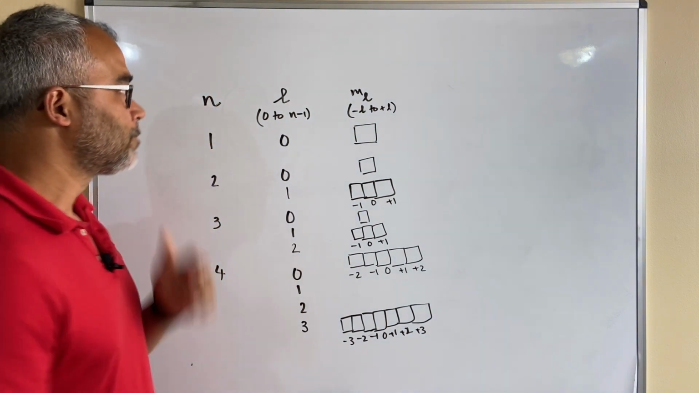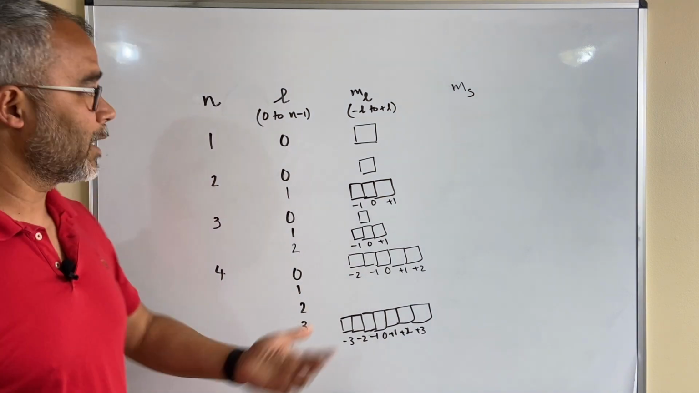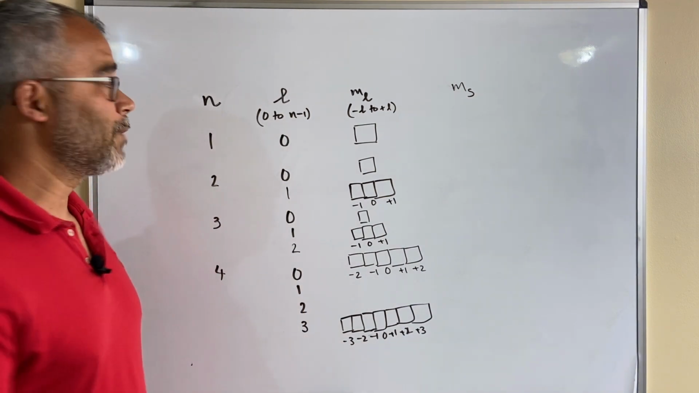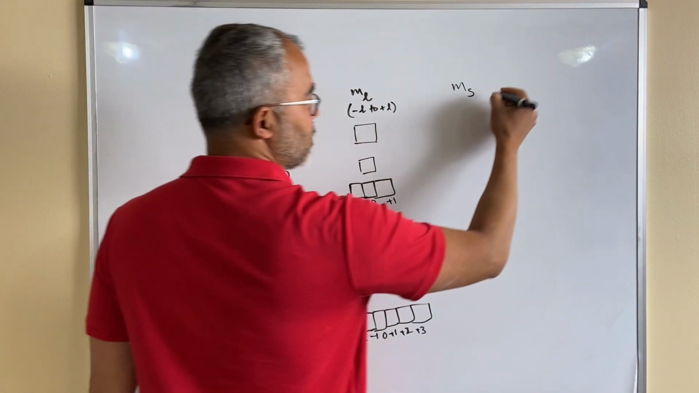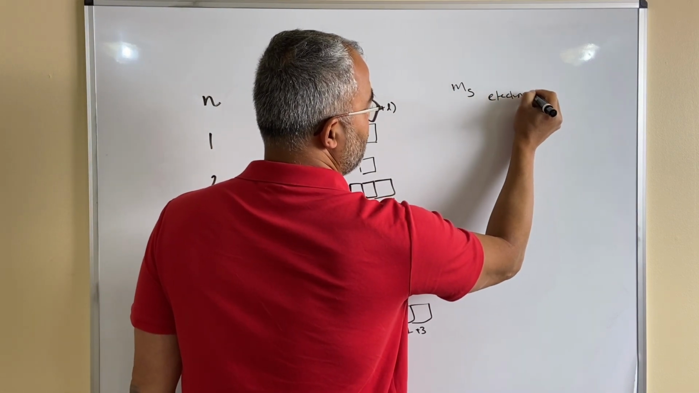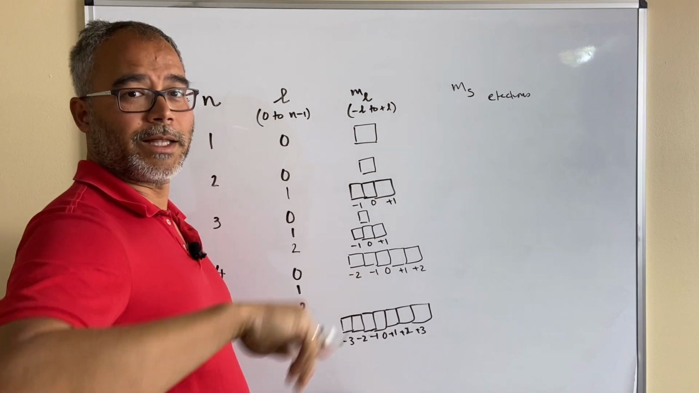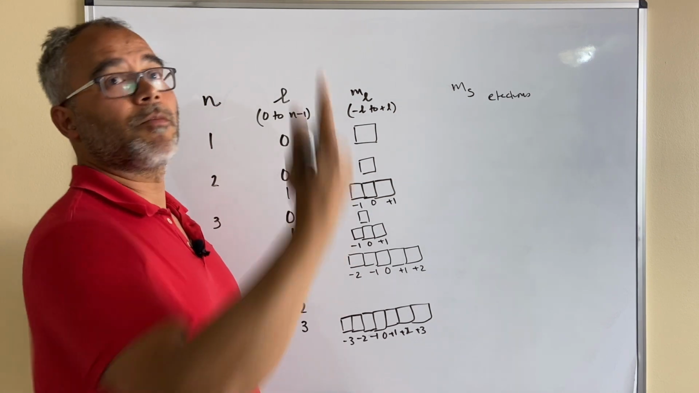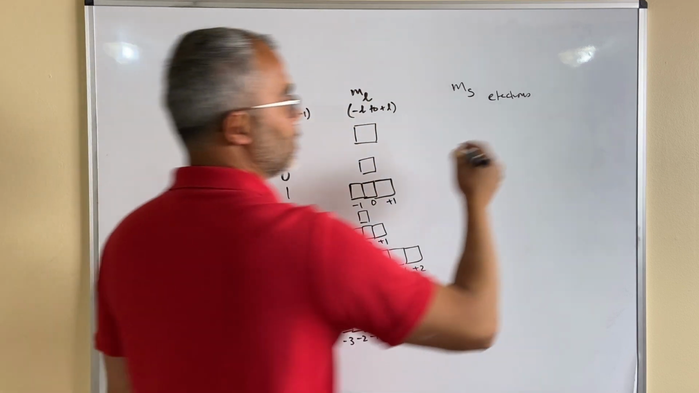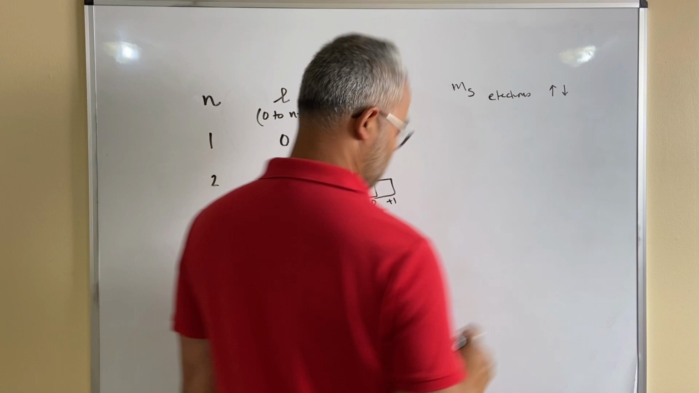Now when it comes to MS, that talks about the spin of the electron. When you start filling up electrons, here's the rule you need to remember. First of all, electrons can have two types of spins, clockwise or counterclockwise, and they're denoted as a little arrow pointing upwards and a little arrow pointing downwards. So you could have either a spin going up this way or a spin going down this way.